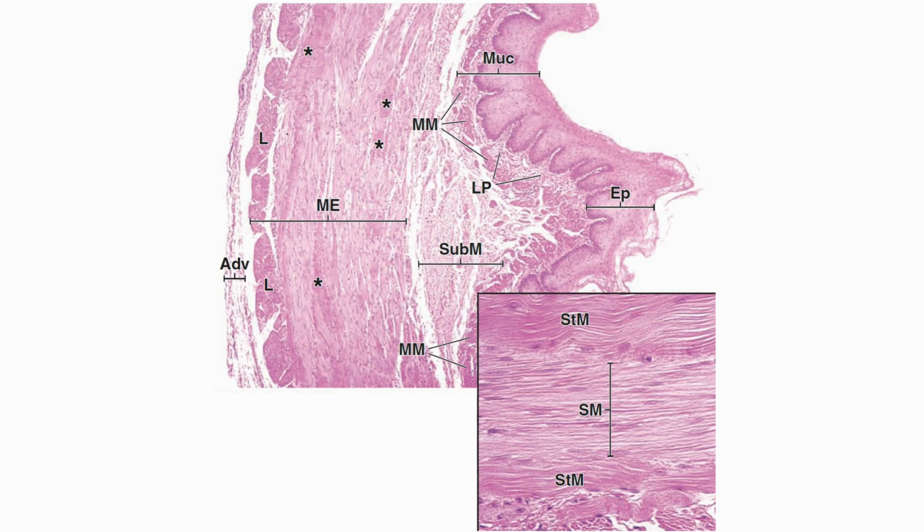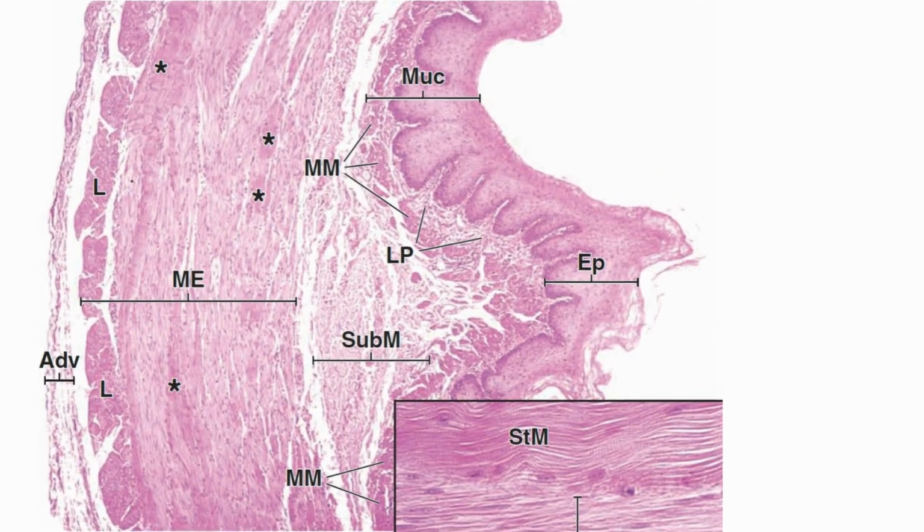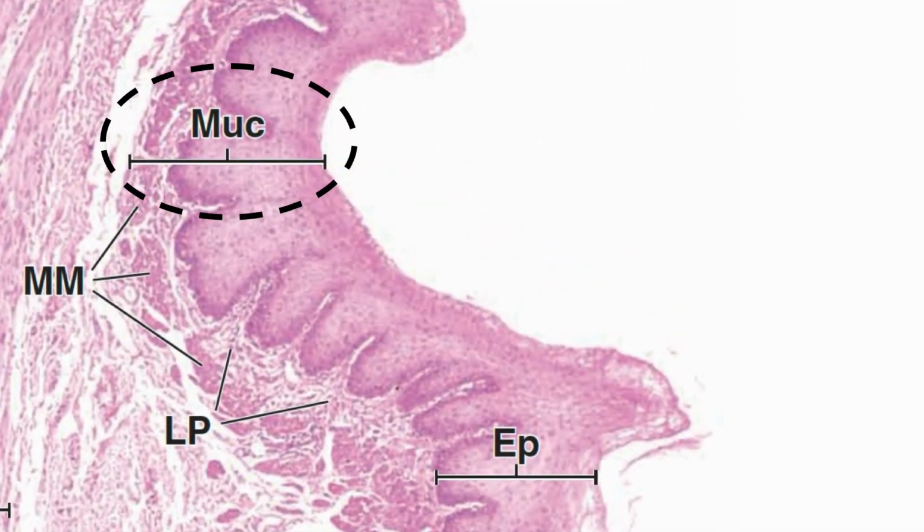External to the muscularis externa is the adventitia, and it consists of dense connective tissue. A cross-section of the wall of the esophagus is shown here. The mucosa consists of stratified squamous epithelium, which is shown as EP in this diagram, and deep to that a lamina propria and muscularis mucosae. Lamina propria is shown with LP and muscularis mucosae with MM.